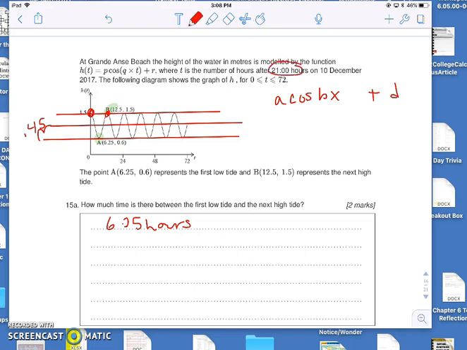Let's see. 24, 23, 22. So 24 is 12, 23 is 11, 22 is 10, 21 is 9. So this is at 9 o'clock. So we have to figure out when are the next high tides. So when would those maximums be? Well, how often does a high tide occur? Every how many hours? It looks like here, every 12.5 hours.